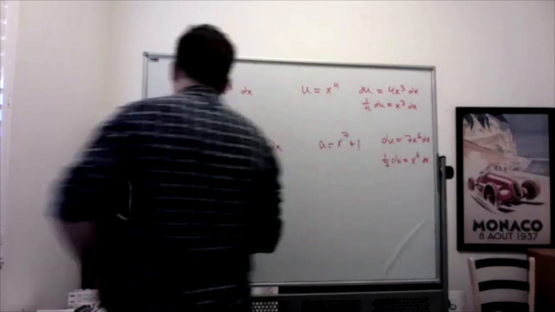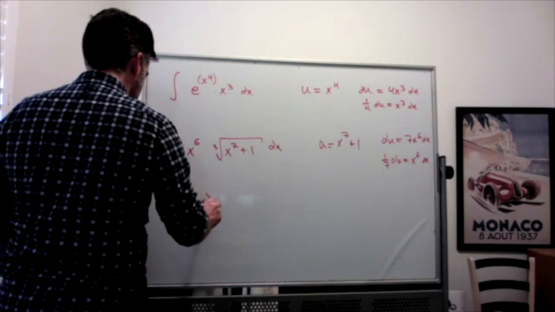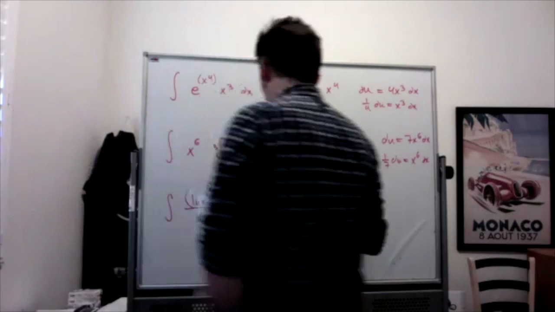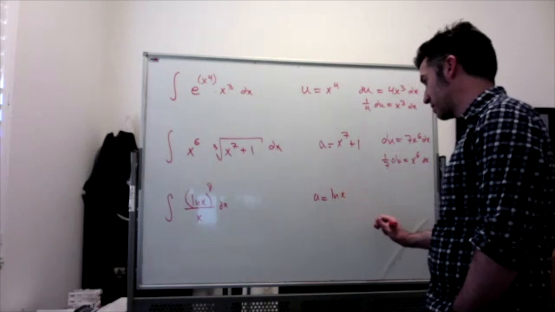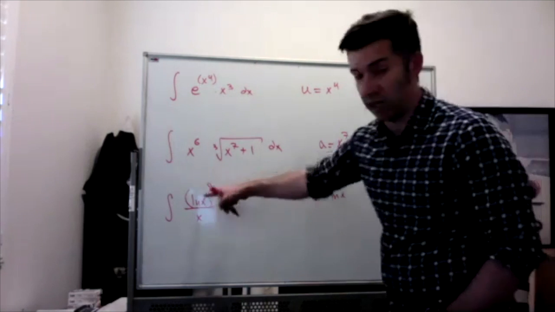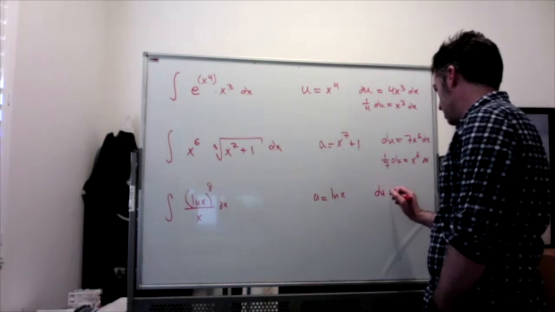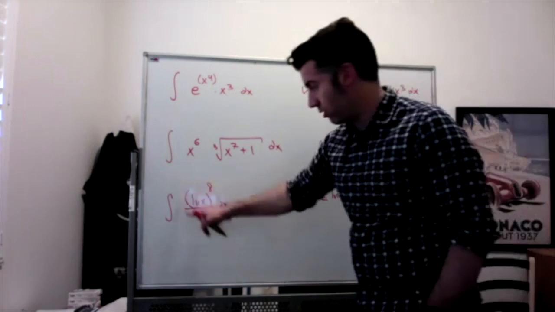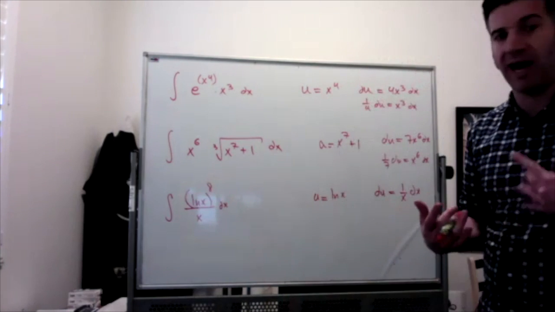Or you could have something like the integral of the natural log of x to the 8th power over x dx. Here, the choice for u would be the natural log of x, because again, it's stuck inside another function. And the derivative here, du, is 1 over x dx, and I have a 1 over x times dx. So that's kind of the idea about how we are picking u.